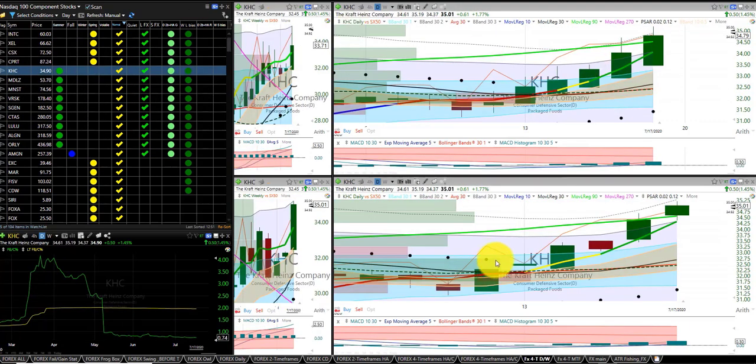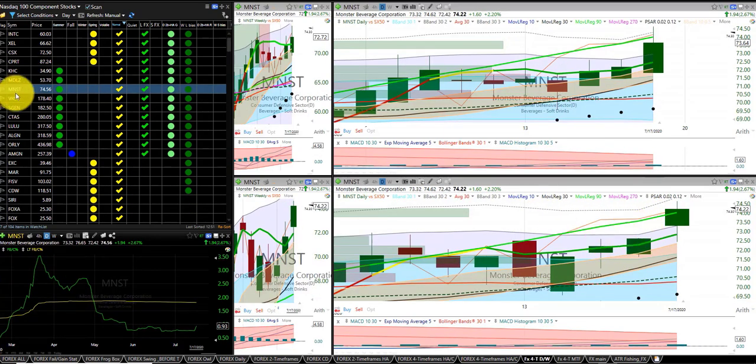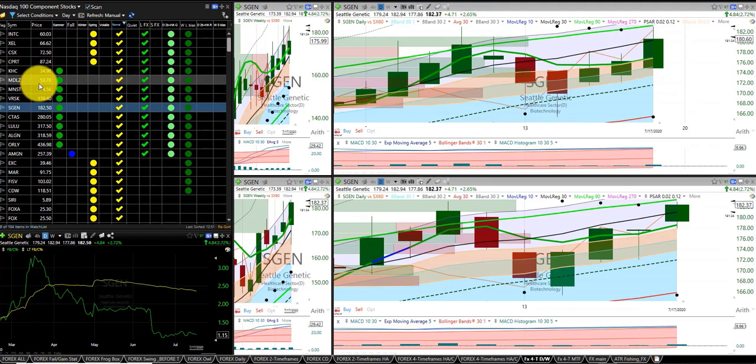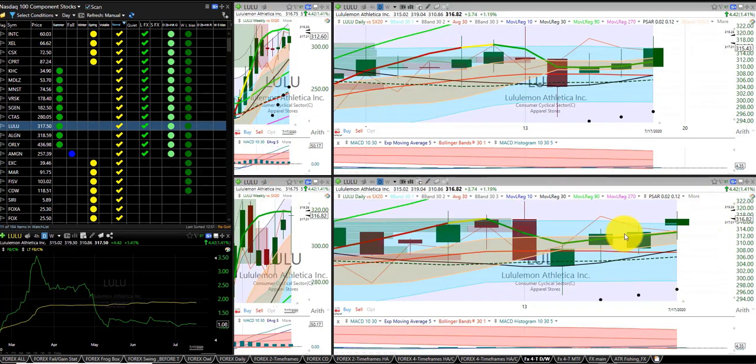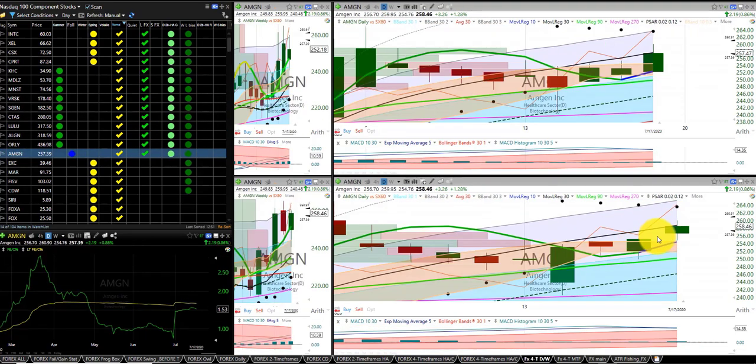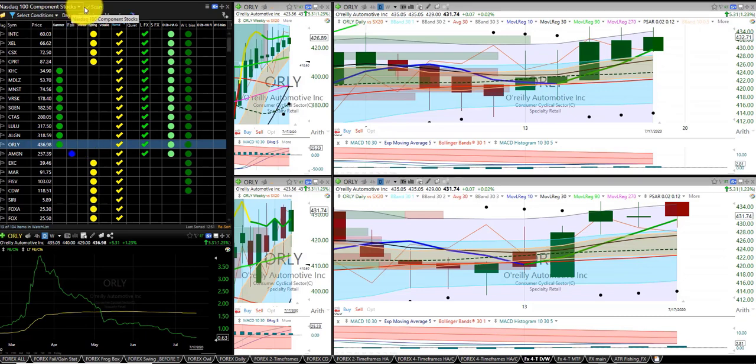Another one, Kraft Heinz, initial entry order here, continued to go up all the way up to the Z3. Monster Beverage, we already covered that one. Seattle Genetics, another good one right here. 2 green candles north of the RL10, gapped up and went higher. Another good one. Higher highs, higher lows. Again, another momentum going to the upside, both on the daily and the weekly. Amgen, this didn't trigger until today. This was fall season. All right, so we look at NASDAQ.